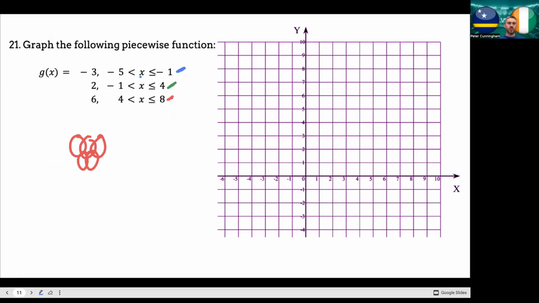When x is between -5 and -1, the y value, so the y value, this is the x value. So between -5 and -1, right, this range, this domain, I should say, then my y value is -3. So down here, remember, this does not equal it, so I need to have an open circle here. Okay. And then this goes all the way until x is equal to -1. I can close my circle, -1.